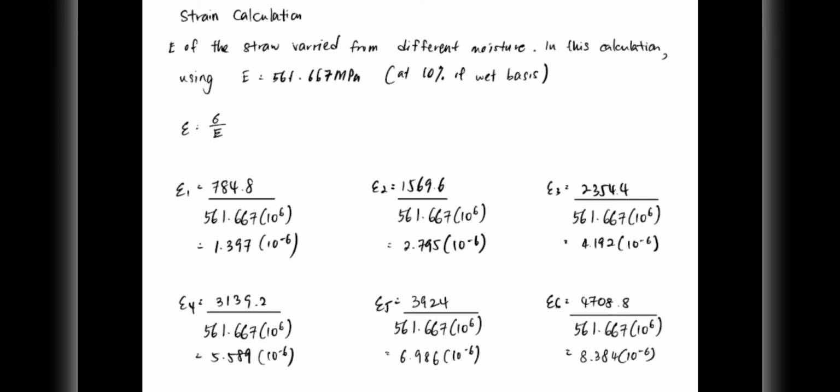Next, we will calculate the strain of the straw tower. The Young's modulus of the straw varies with different moisture. In this calculation, we are using a Young's modulus equal to 561.67 megapascal at 10% wet basis. Strain is equal to stress over E, which is the Young's modulus. The strain is obtained by substituting the values into the formula.